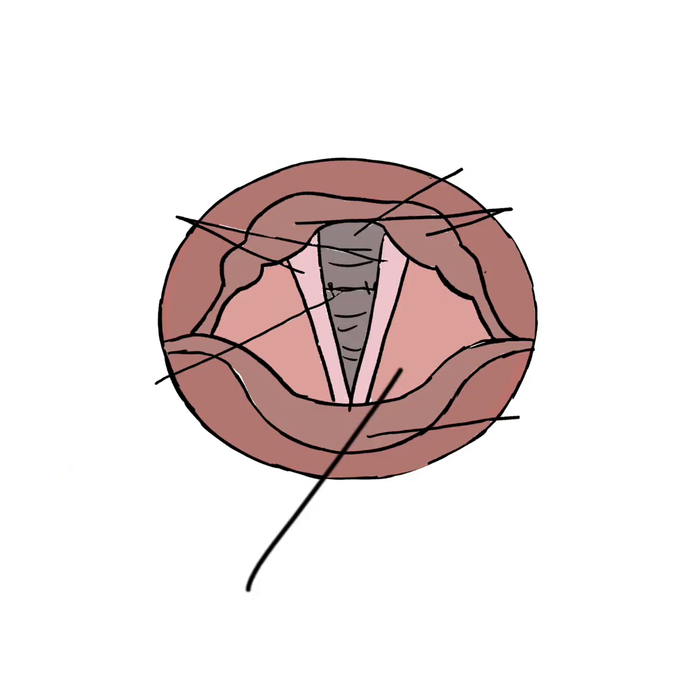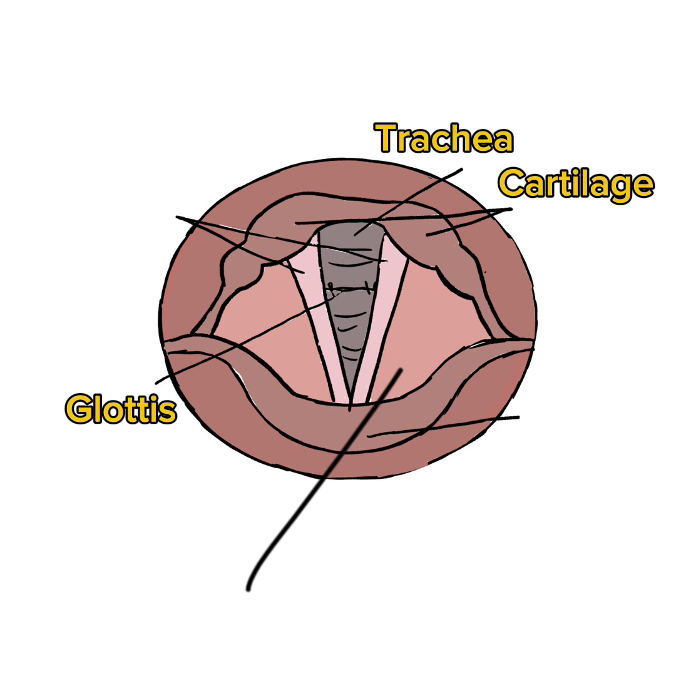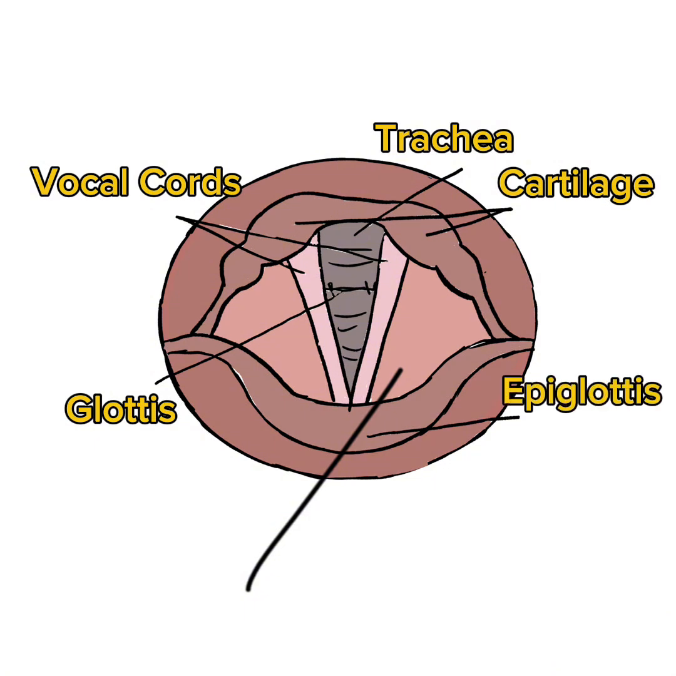Here's a better view of what the larynx looks like. So the inside in the gray part is the trachea. The space right in between is called the glottis. It's the airway surrounding the larynx. The section right here is cartilage. And then right here on the pink, the really light pink, are the vocal cords. Those produce sound. Right at the bottom you can see the epiglottis. And then right here are the vestibular folds, which protect the airway from food.